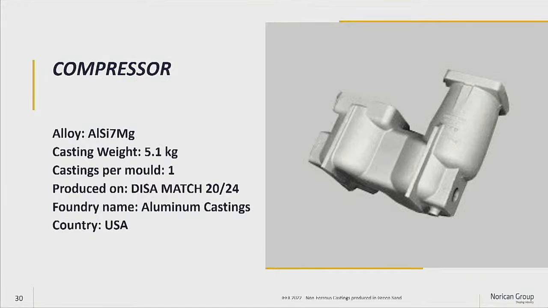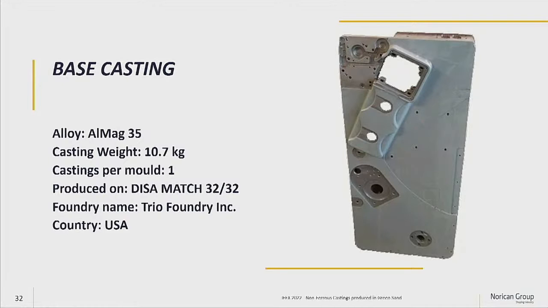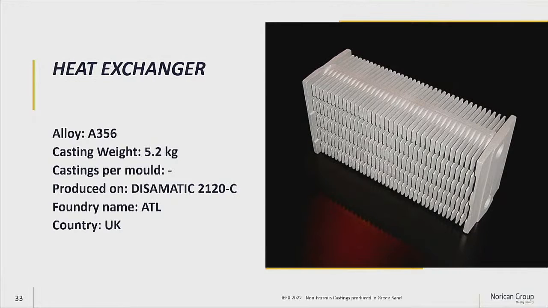Compressor housing. Then some bigger castings, clearly also bigger aluminum castings are being produced successfully in green sand. Here we have an example of a 10 kilo casting, another example of quite a big casting. More complex castings can of course also be produced in green sand, like this heat exchanger.